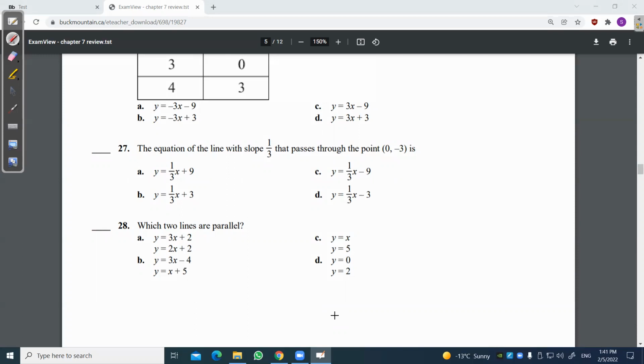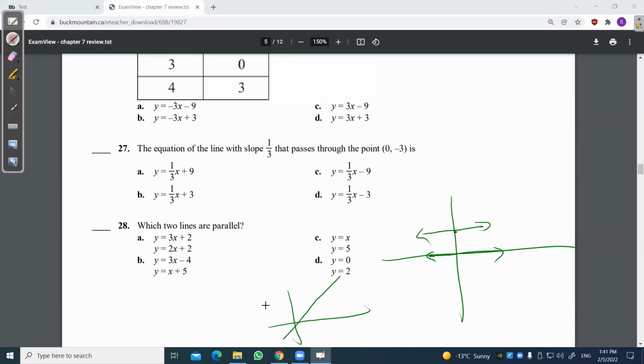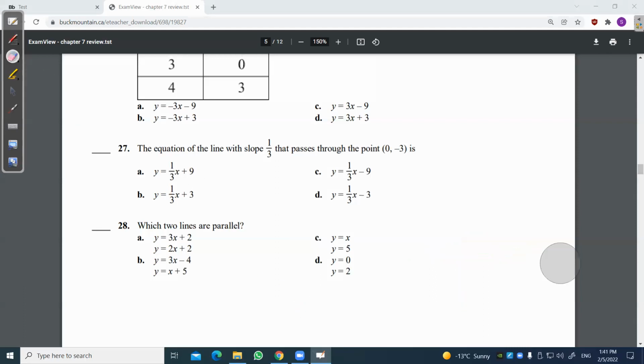C, you said C or D? D. Yes, that's right. They're both horizontal lines, right? They don't have slope. The first one goes through 0, and the next one goes through 2. So these two lines are parallel. C is not parallel. y equals x looks like this, and y equals 5 looks like this. So they do meet. If they meet, they're not parallel. So the answer to this one is D.